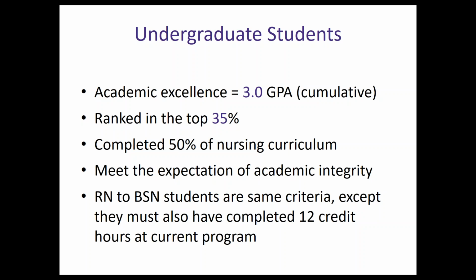So if your university says this person is in trouble for cheating and action is being taken against them, then that would count as something with academic integrity. So looking to your university as a resource for that. Just to point out, if you have an RN to BSN program, those students do follow the same criteria as listed in the first 4 bullets. And additionally, they must also have completed 12 credit hours at the current program.